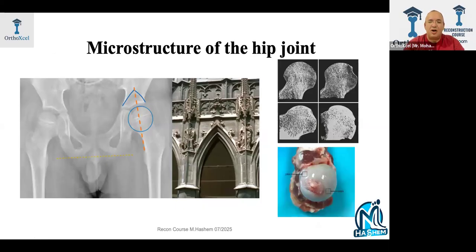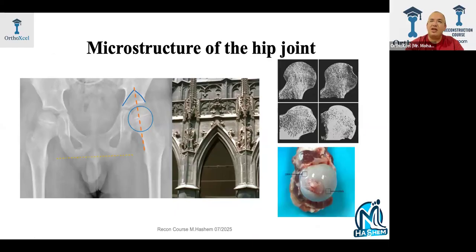This is not a common part of the basics of the hip joint, so please give me your attention on that. So now we're speaking about the microstructure of the hip joint. So we know the general structure of the hip joint, the macrostructure of the hip joint. So there is an acetabulum, which is the socket. There is a head, which is the femoral head.